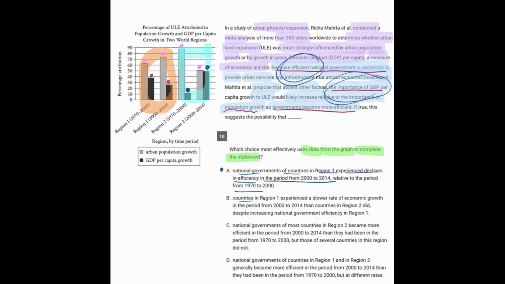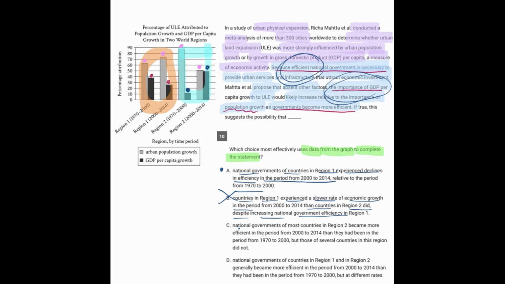B, countries in region one experienced a slower rate of economic growth in the period than countries in region two, despite increasing national government efficiency. Well, there's nothing in there that would suggest they have more government efficiency. In fact, the opposite would be true, that because GDP is less important in the later years, according to the statement being made in blue in the text, they must be experiencing less efficiency, not increasing efficiency.